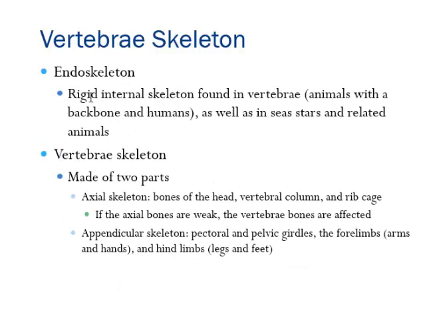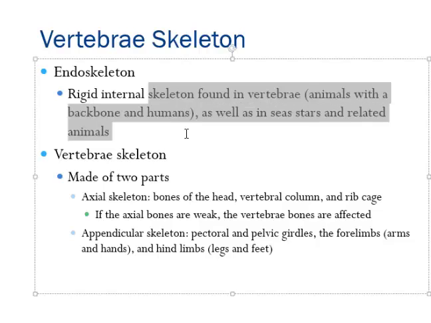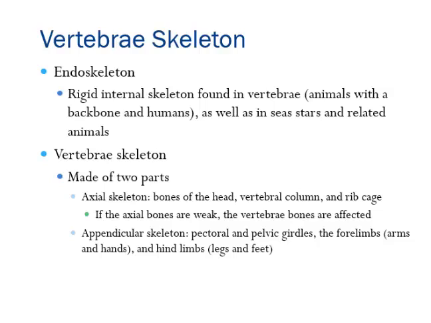You have the endoskeleton, which is the internal skeleton found in a vertebrate. In humans, for example, we have an endoskeleton, which means we've got a skeleton inside our body. There are some animals, like insects, that have exoskeletons, which means their skeleton is actually outside their body.